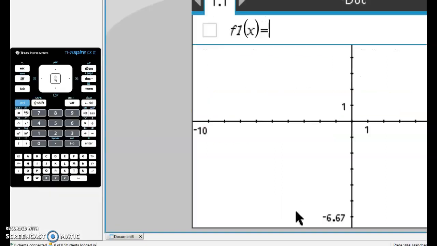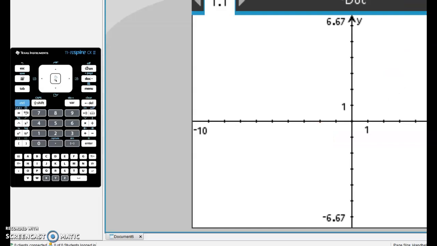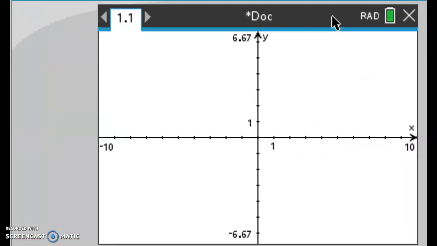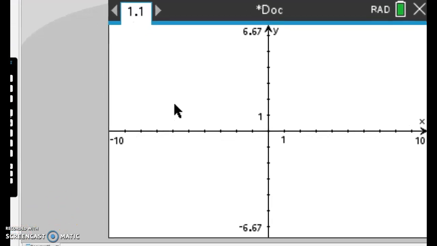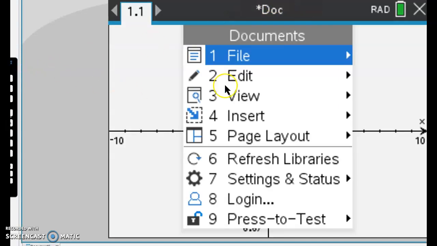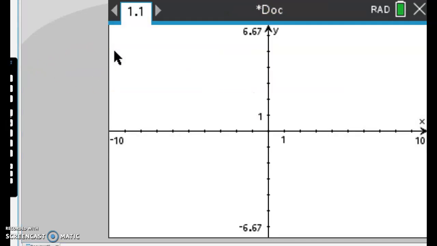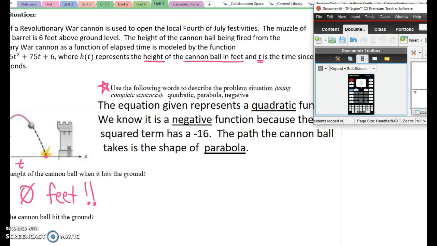I have this written down somewhere, so I'm just going to go to my calculator screen, and let me expand this a little bit. See if I can make this a little bit bigger. All right, so you can just see what's on my screen.